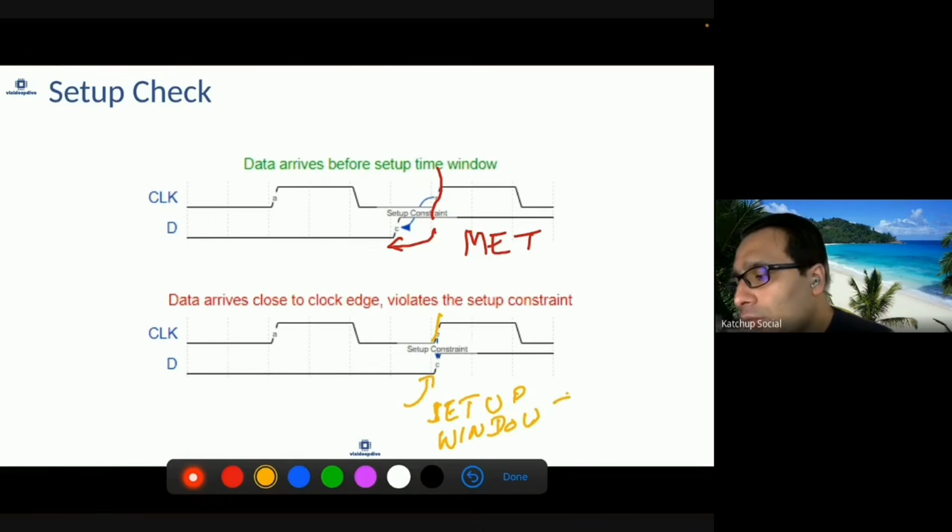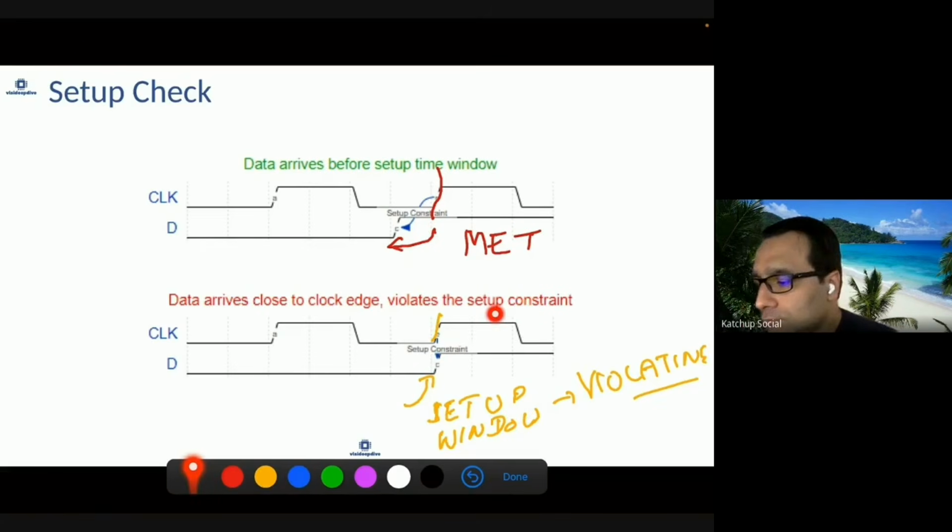Then you are violating the setup constraint. So for a setup check, data should be available sometime before the clock edge. What that time requirement is, is driven by the value in your flop's logic library, which is given as an input to the STA tool.